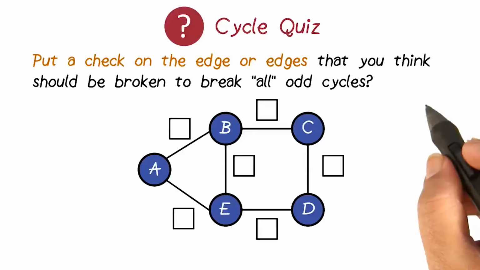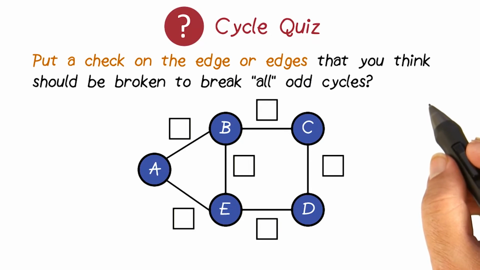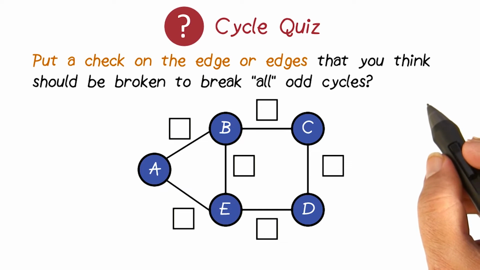So students, before we get into the technique, let us look at a simple example that makes the point which I was mentioning earlier about odd cycles. In the following graph, put a check on the edge or edges that you think should be broken to break all odd cycles. First of all, find out all odd cycles in these graphs. Then put a check mark against those edges which you think could be removed to break the cycles. And remember, there could be multiple choices here. So put a check mark against all the edges that you think are relevant here. Please go ahead and mark your answers now.